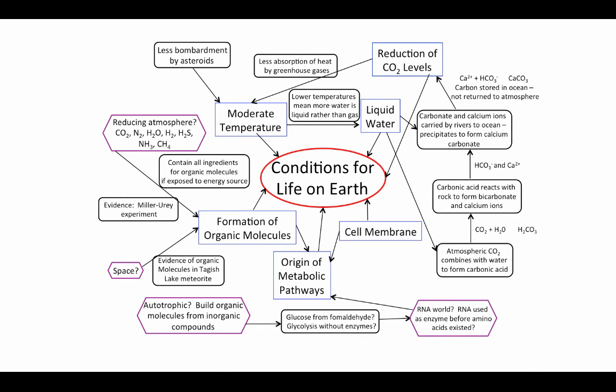The other thing that was needed for life on Earth was the presence of a cell membrane. The cell membrane functions to separate the cell from the external environment so that conditions can be maintained within the cell that are conducive to life processes. So what do we need to be able to have a cell membrane? Well, we know that now cell membranes are composed of phospholipids that form a bilayer with hydrophobic and hydrophilic regions, but that's a very complex molecule. Is there a simpler molecule that might be able to perform the same function?